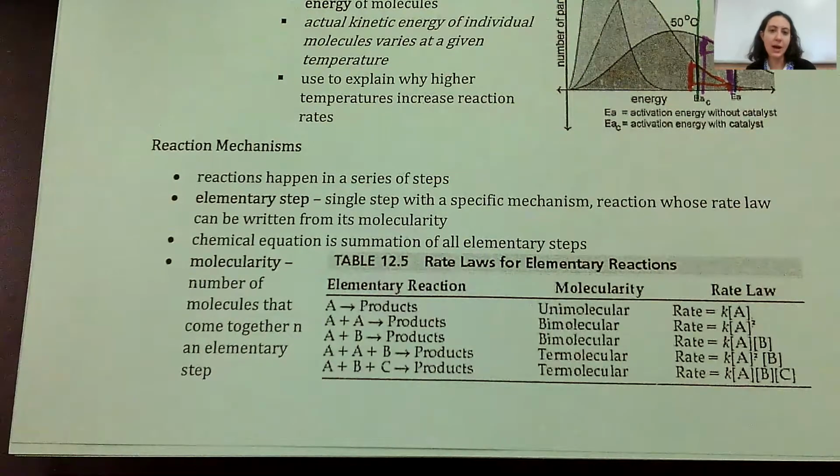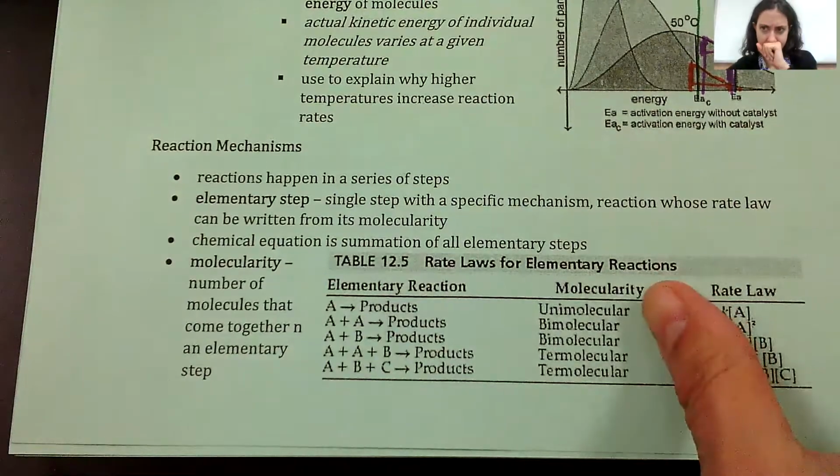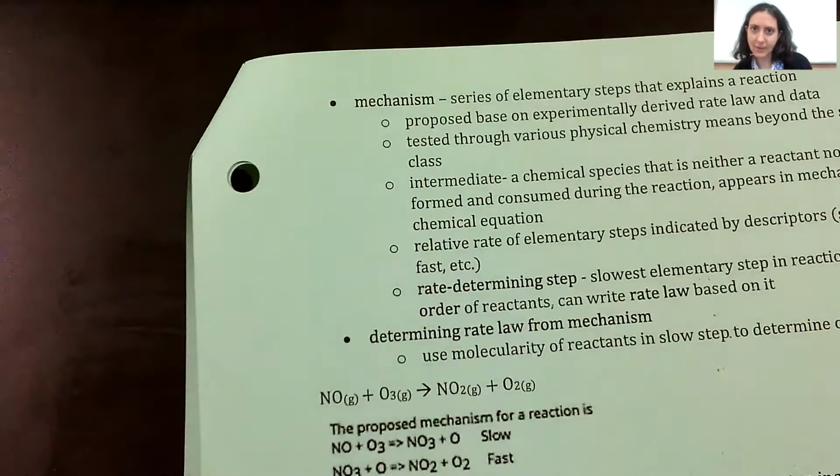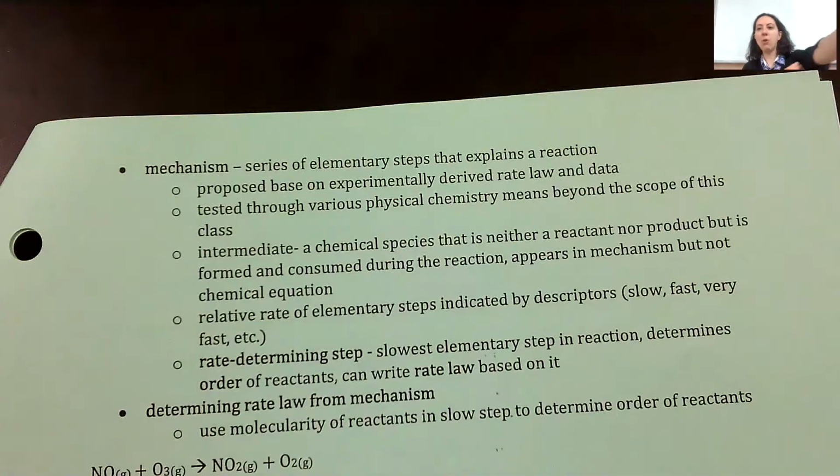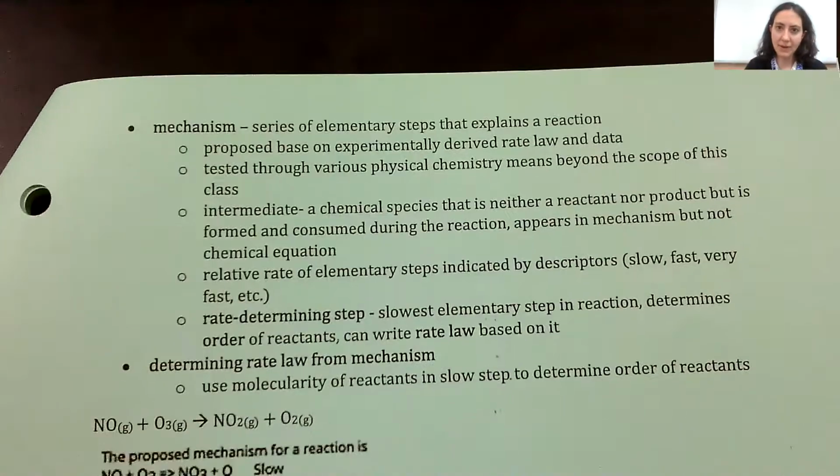So we'll go more into that. We'll come back to it, but it's a whole thing. And we can use this to write rate laws, but again, you don't know what a rate law is yet. So let's keep going. Let's take a look at a few things here. A mechanism is a series of elementary steps that explains a whole reaction. There's a couple rules about them.